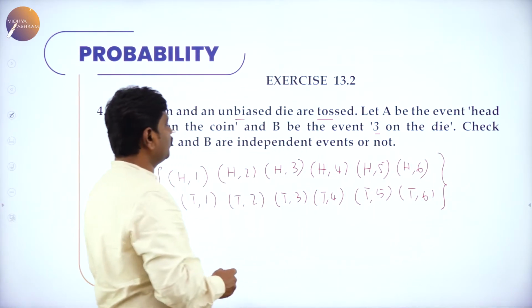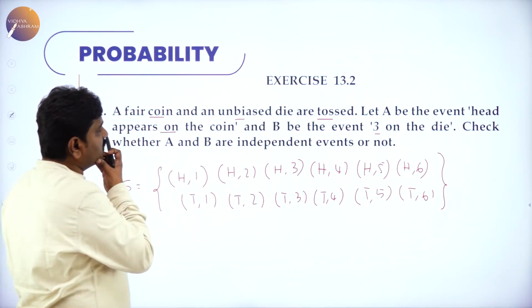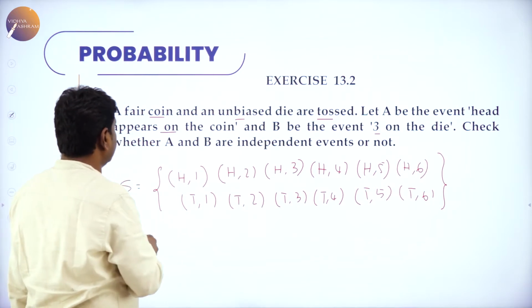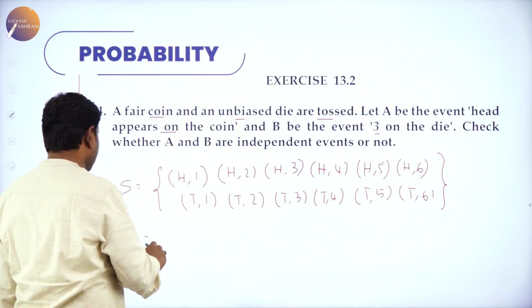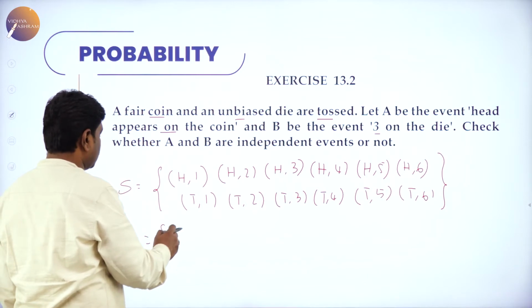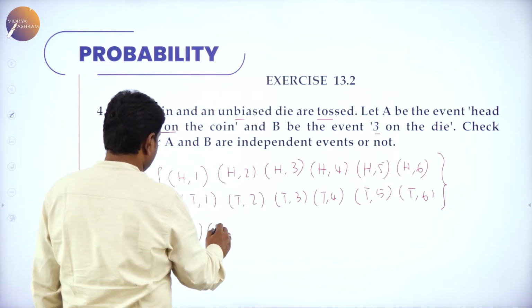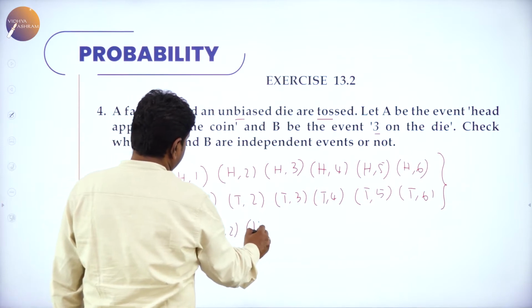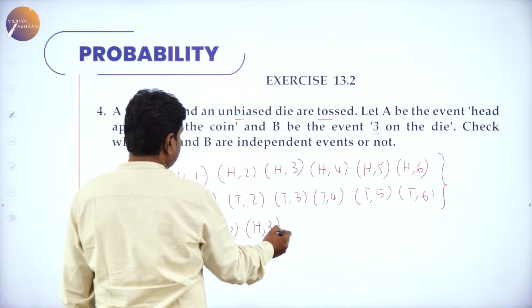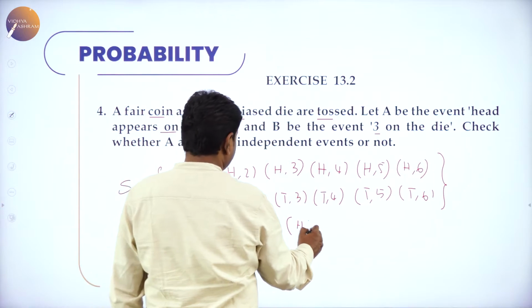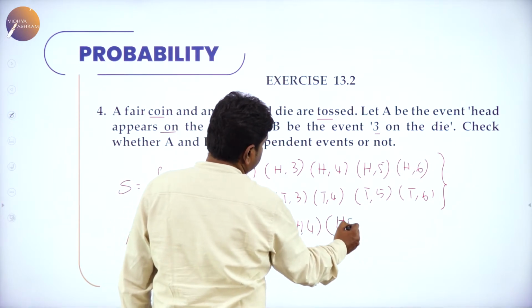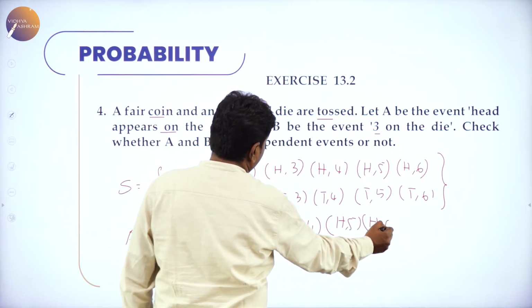Now, event A they told: A is the event, head appears on the coin. Head appears on the coin means I can take the first 6. Event A is H1, H2, H3, and so on, head with each number. Head appears on the coin they told, and the die they have not specified, so the die may be any one of these 6. So event A also I wrote.